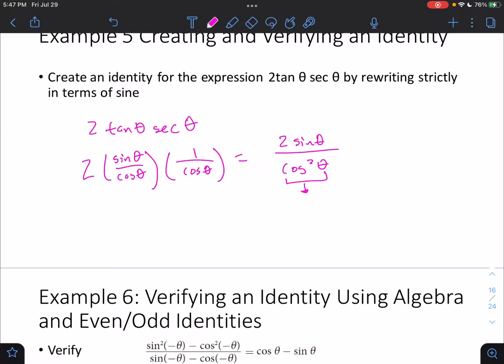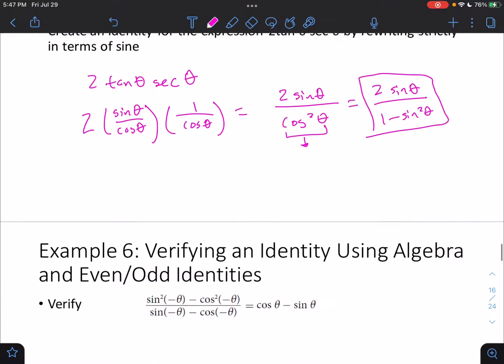So what we're going to do is rewrite this as 2 sine theta over 1 minus sine squared theta. And we have rewritten it in terms of sine, with some constants, but that's completely fine.